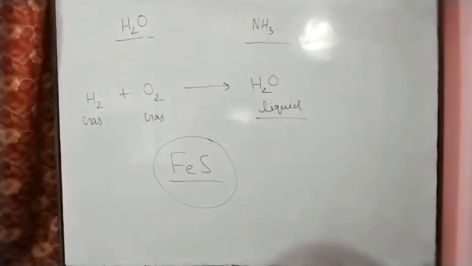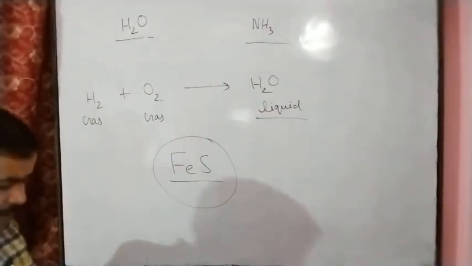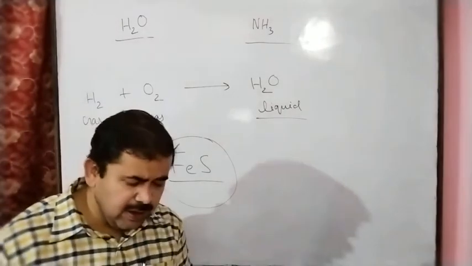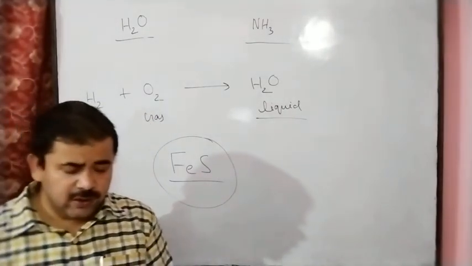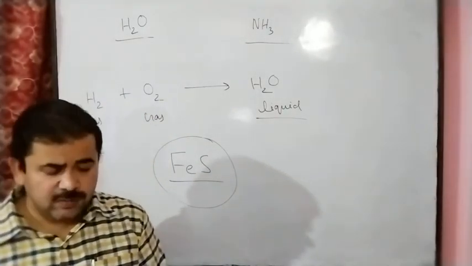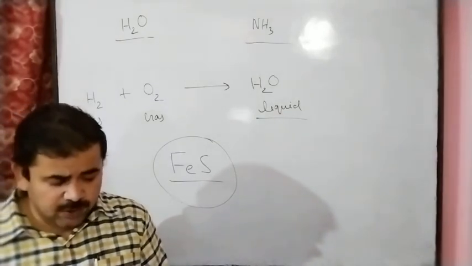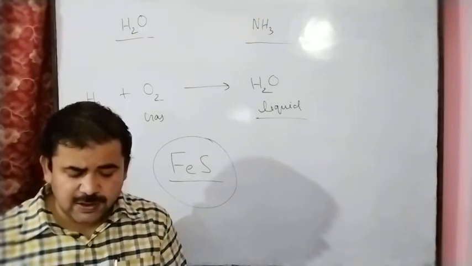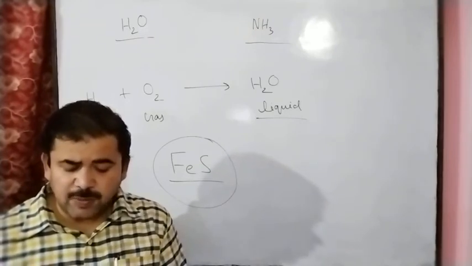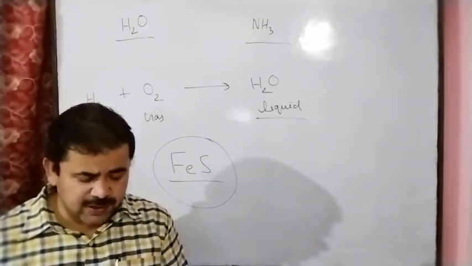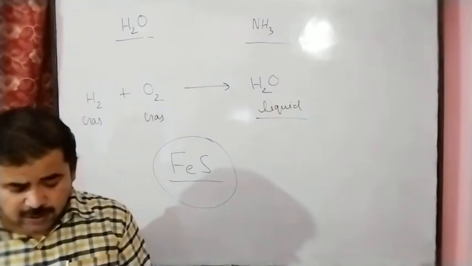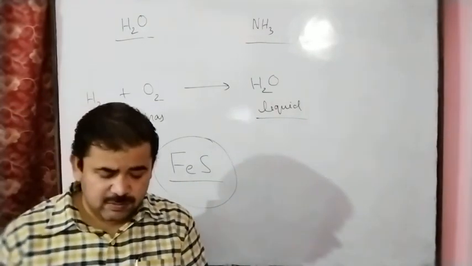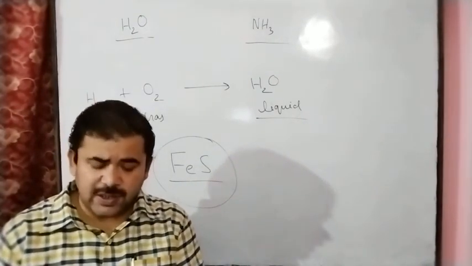After this, the differences between elements and compounds are given. An element is made up of only one kind of substance. A compound is made up of two or more elements. These differences are given here, and after this, check your progress.